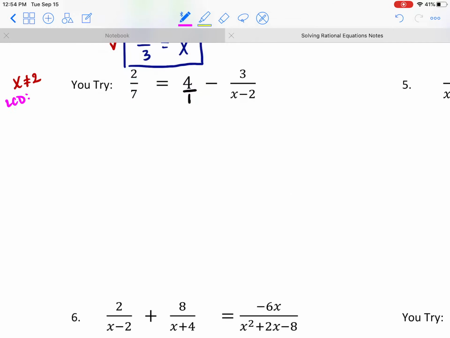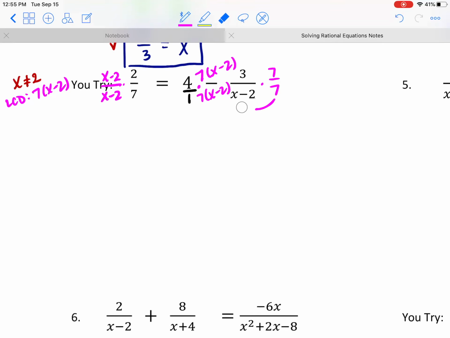So what is my least common denominator going to have to include? Well, it's going to have to include a 7, and it's going to have to include this x minus 2. So 7 times x minus 2. That means this first fraction has to be multiplied by x minus 2. This one in the middle here is going to have to be multiplied by the whole thing, the 7 and the x and the minus 2. And then the third fraction here, we're going to have to multiply by 7. So I have 7 times x minus 2, 7 times x minus 2, 7 times x minus 2.